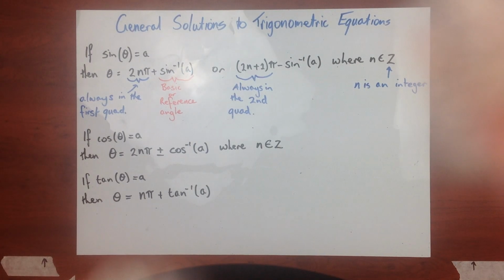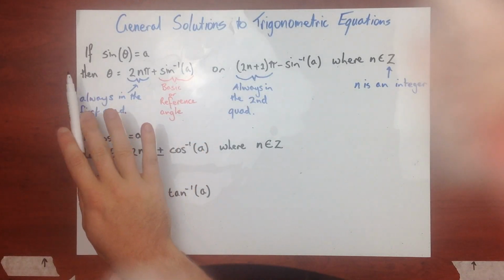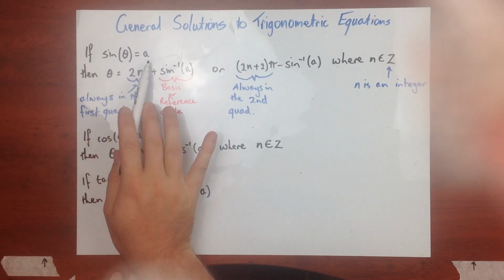Hey, in this tutorial we're going to look at general solutions to trigonometric equations. In previous videos we looked at specific solutions where we were given a domain. Now we're looking at general ones where we're not given a domain, so we have in fact an infinite number of solutions. The first one that we'll look at is if sine of theta equals a.